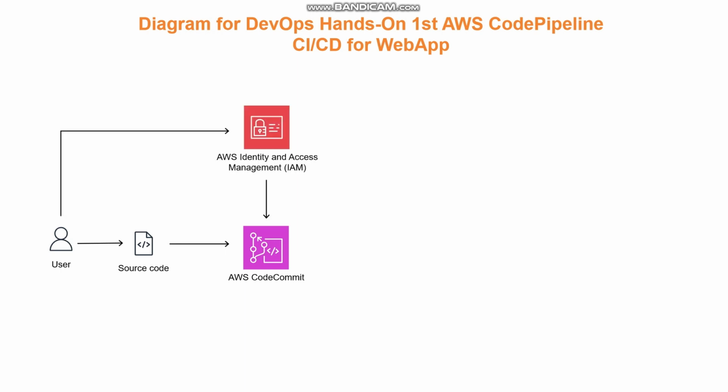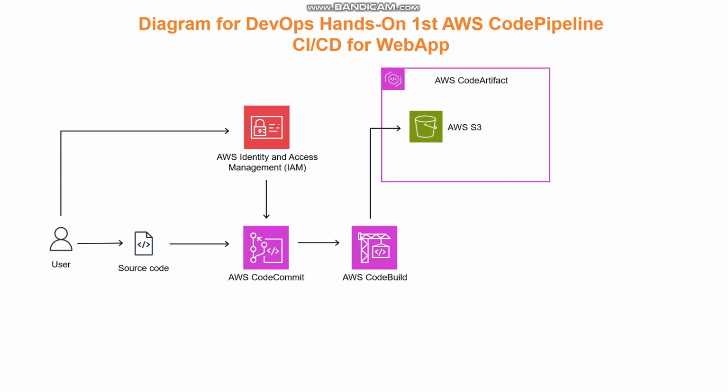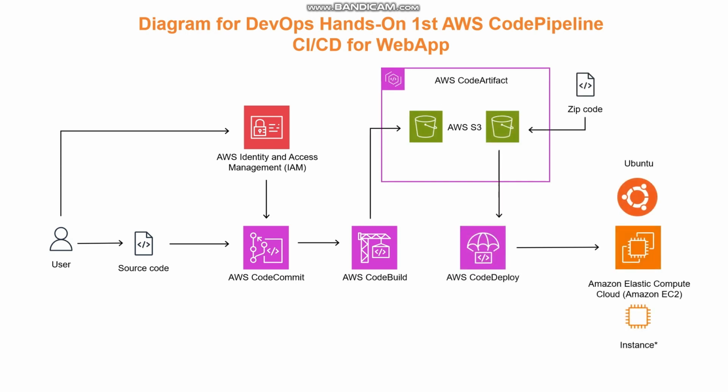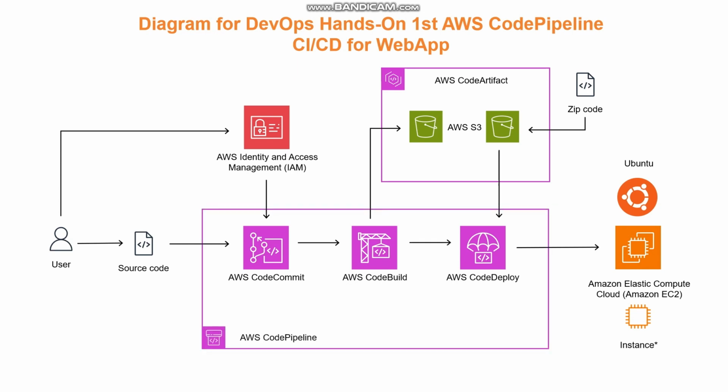In this video, I will create a pipeline using AWS, and this process has CodeCommit, CodeBuild, and CodeDeploy with CodePipeline. I also use CodeArtifact to store the resources from CodeBuild. I use Ubuntu to deploy the web application. So let's explore a diagram of the process.